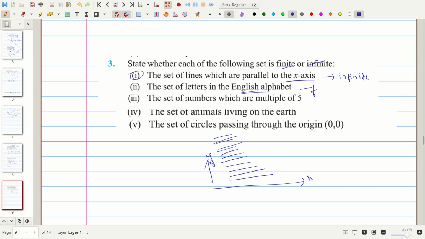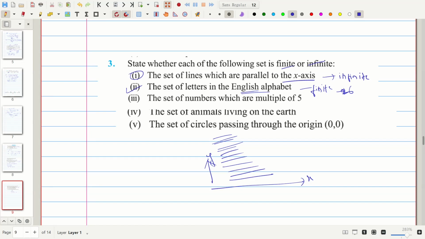Next, the set of letters in the English alphabet. This is a finite set. Why? Because the alphabet has a specific range. There are only 26 letters in the English alphabet. Therefore it is a finite set.